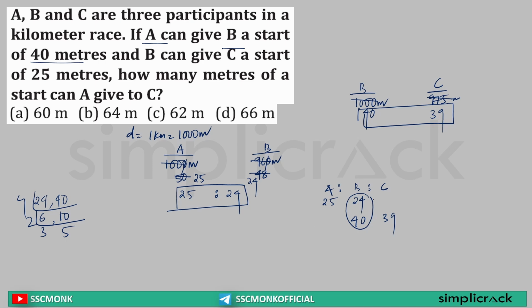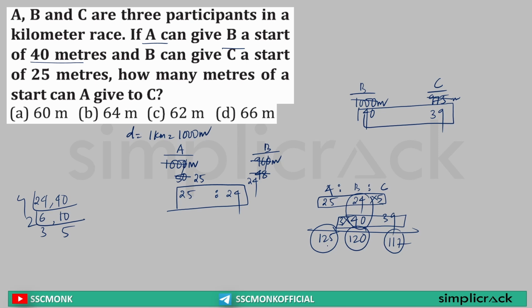Sir, if I multiply 5 over here, it will be 120. If I multiply 3 over here, it will be 120. But I have to multiply 3 on both sides. I have to multiply 5 on both sides. Sir, 25 into 5 is equal to 125. 24 into 5 is equal to 120, or 40 into 3 is equal to 120. Sir, 3 into 39 is equal to 117. That means when A is running 125 meter, B will be running 120 meter, and C will be running 117 meter.